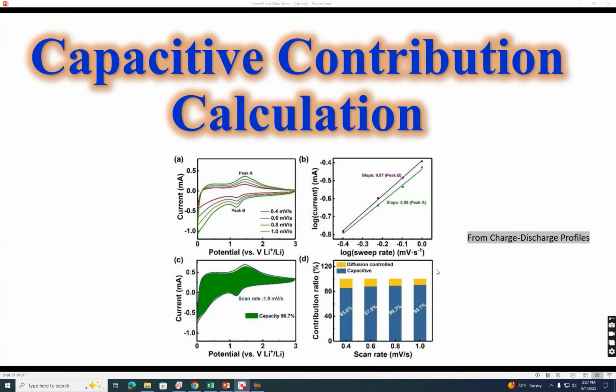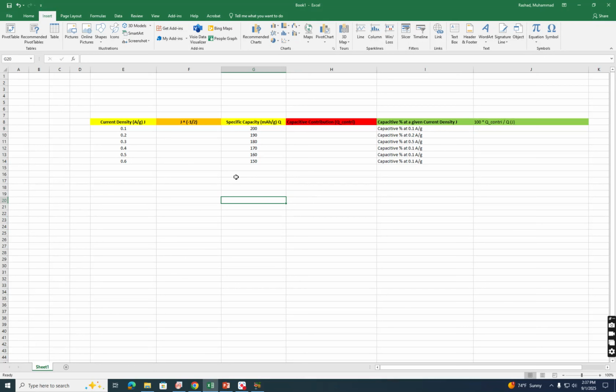For example, you have a lithium-ion battery for which you have calculated its specific capacity, or we can say charge discharge capacity, at different current densities using the rate performance test. So for example, we consider these are the current densities, which are known as J, and we got these specific capacities at these current densities. Now we want to calculate the capacitive contributions, because there is also capacitive behavior in a battery but very small compared with a supercapacitor.